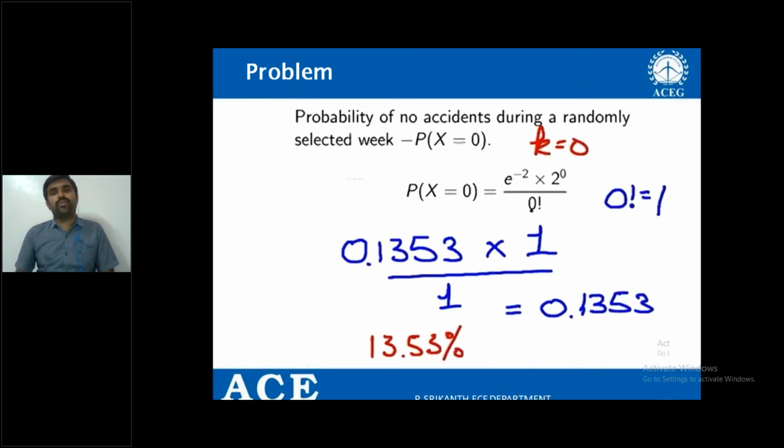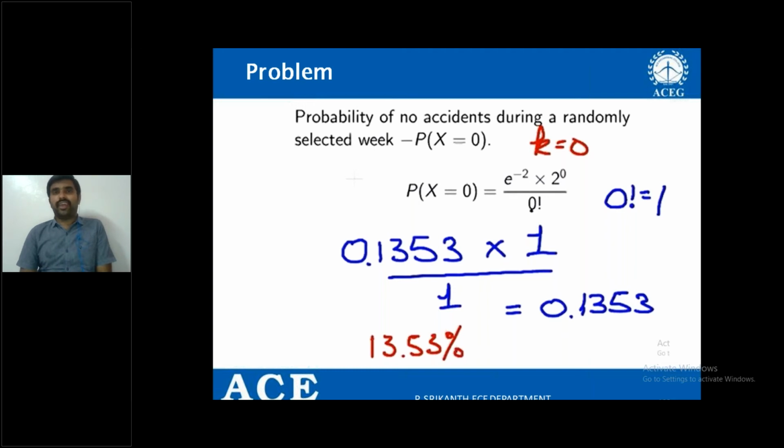Similarly, second question, 0 accidents, in the sense k must be equal to 0. If k equal to 0, e power minus 2 into 2 power 0 by 0 factorial. We all know that 0 factorial is 1. By substituting that 0 factorial and 2 power 0 in the expression, I can get the probability of getting 0 accidents in the selected week as 0.1353, or 13.53%, right? So this is the way to find the probabilities by using the given data when the random variable is Poisson, right?